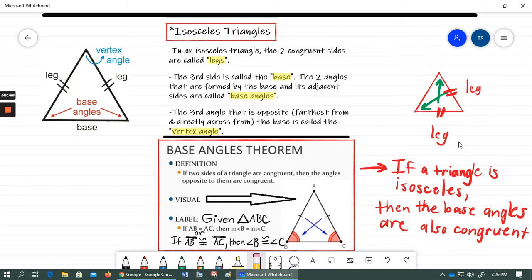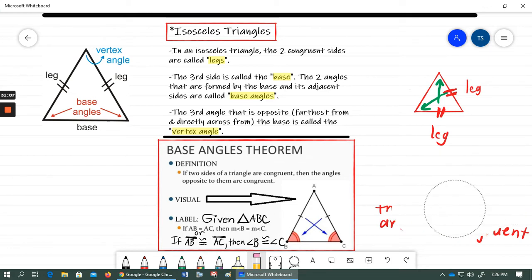So in other words, if we've got an isosceles triangle with two congruent sides, which are called legs, right? Then the angles that are opposite of those two congruent sides, or in other words, the two base angles, must be congruent. Okay. All right. So that's what the base angles theorem says.